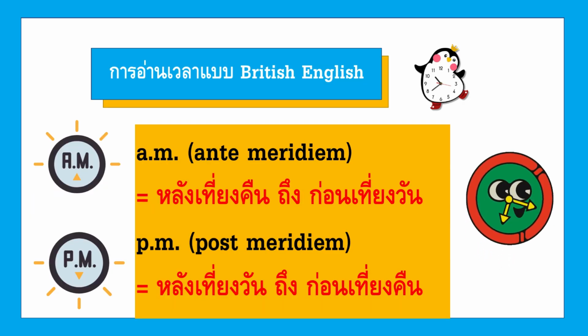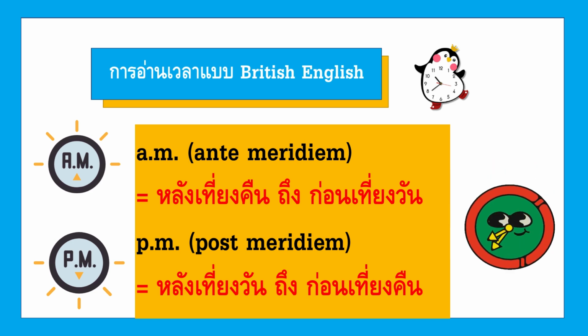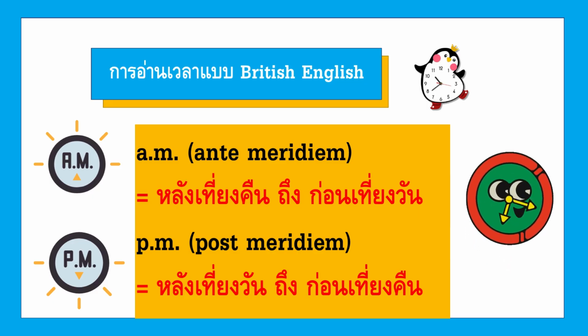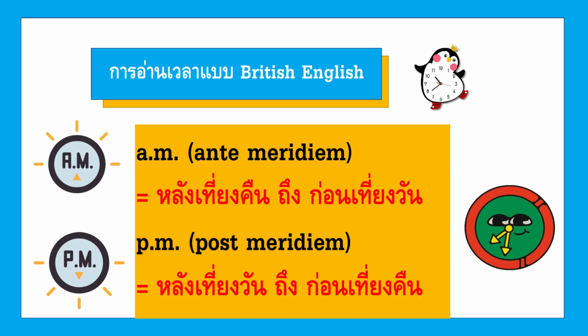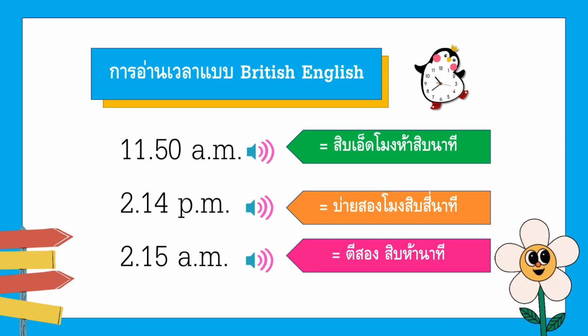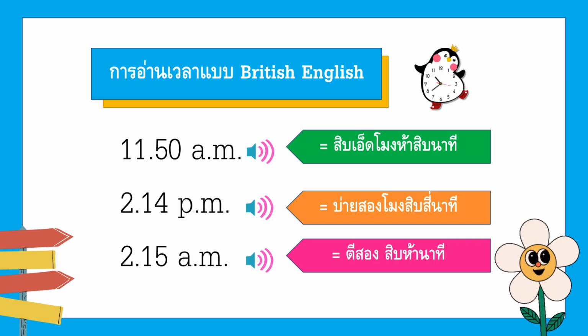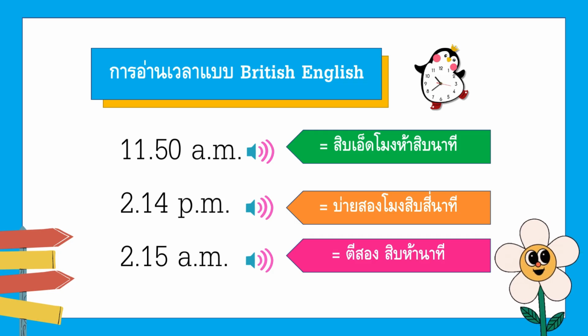AM is an abbreviation of ante-meridium. We use it to tell time from after midnight to before noon. PM is an abbreviation for post-meridium. We use it to tell time from afternoon to before midnight. For example, 11:15 a.m. means it's 10 to 12 in the morning. Next to 14 p.m. means it's 14 past 2 in the afternoon. And 2:15 a.m. means it's 15 past 2 at night.